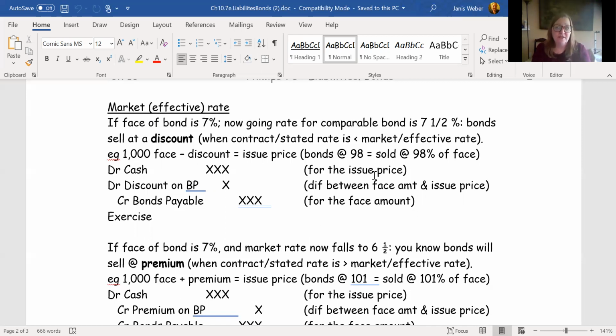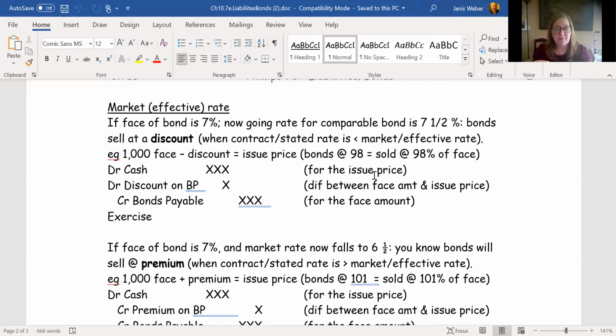So here's an example. If the face rate of our bond is 7%, and the going rate that other companies are issuing bonds for is 7.5%, then when someone looks at our bond and that 7.5% bond, they would pick the 7.5% bond every time, because why not take one that'll get more interest? So our bond has to be sold at a discount to compensate for the fact that we're not paying as much as the other people offering a higher interest rate. So what we have is what's called a discount on the bond when we issue it.